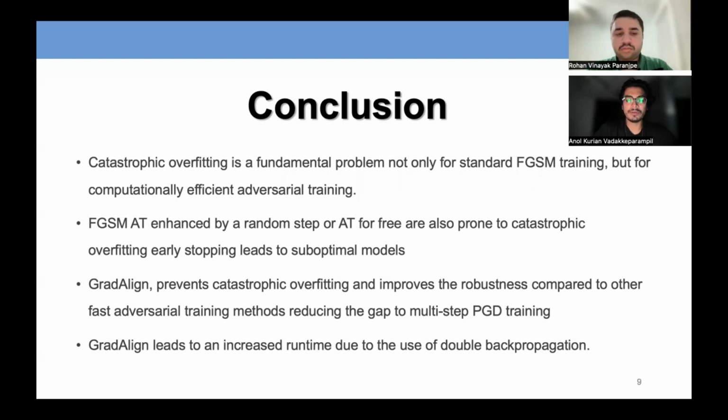GradAlign prevents catastrophic overfitting and improves the robustness compared to the other fast adversarial training methods, reducing the gap to multi-step PGD training. Finally, GradAlign leads to an increased runtime due to the use of double backpropagation. The authors provide a comprehensive analysis of fast adversarial training and introduce a new algorithm that significantly improves the robustness and generalization performance of deep neural networks against adversarial examples.